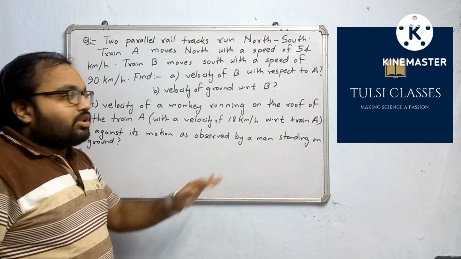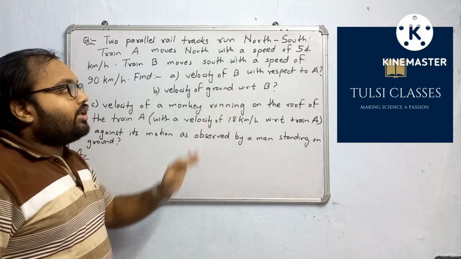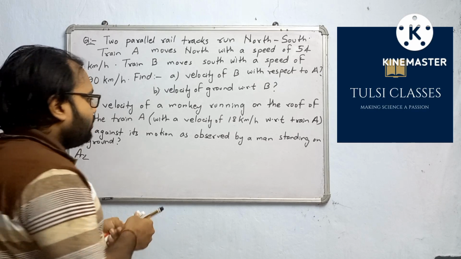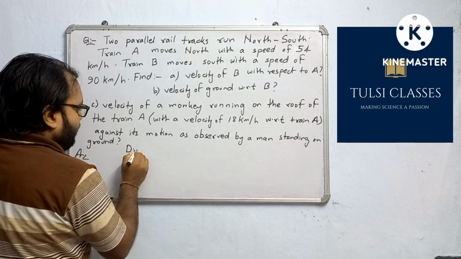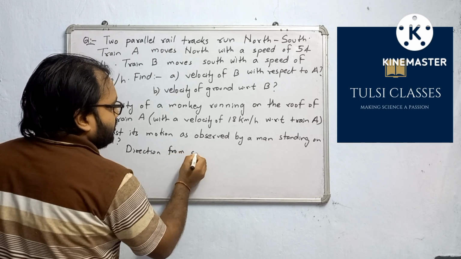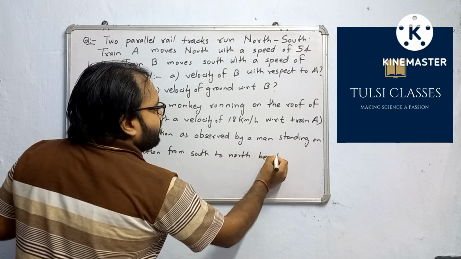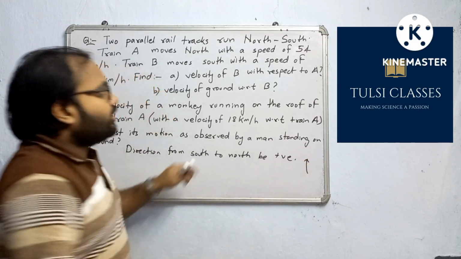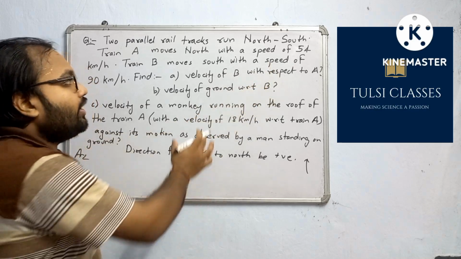Now here we have to choose any direction according to our convenience to be positive, and the opposite direction will be negative. Let us take the direction from south to north as positive direction. Then first we will find the velocity of B and velocity of A. Then we will be able to find VBA.